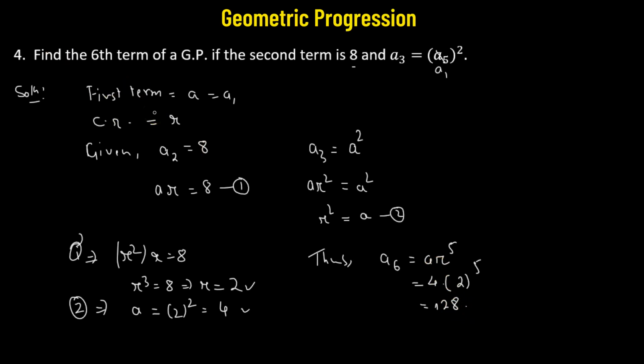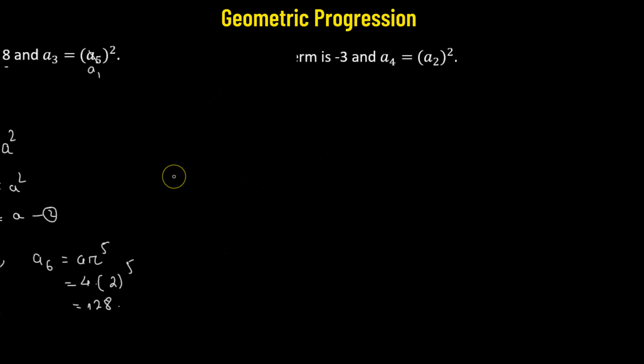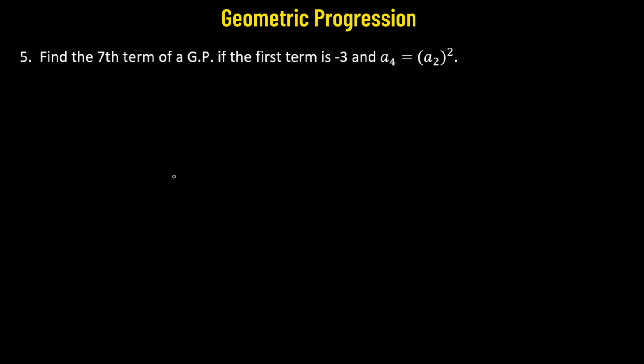Let's move on to the fifth problem. So we need to obtain the seventh term of a geometric progression when the first term is given by -3 and the fourth term is the square of the second term.